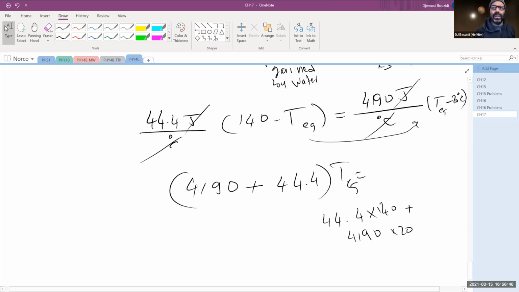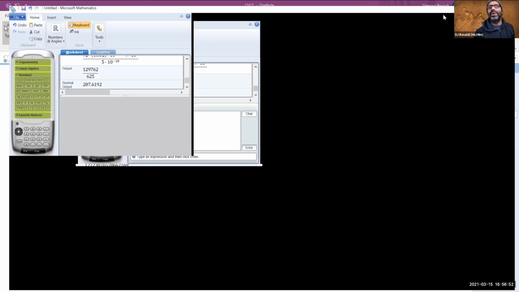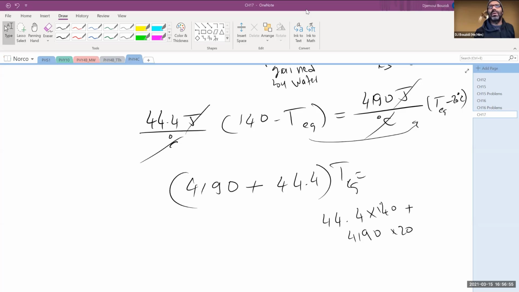I'm doing this quickly, hopefully for you to see how to do calorimetry, because you will need this for your lab. I know you want to see the calculation. Hopefully you have access to a calculator to find the temperature. So it's going to be open parentheses, 44.4 times 140 plus 4,190 times 20, divided by, open parentheses, 4,190 plus 44.4. And that should give me 21.2 degrees.